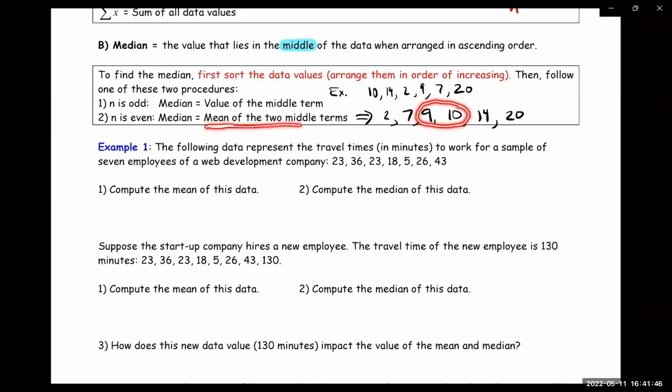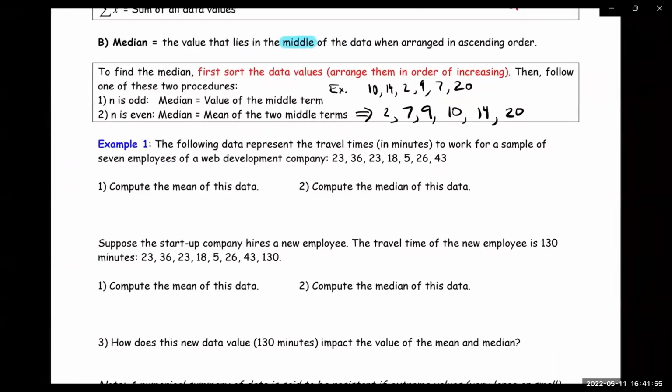And then you have to find the mean of the 2 middle terms. So you have to add them and divide by 2. That's how you find mean. So let's add them and divide by 2. So 9 plus 10 divided by 2 is 19 divided by 2, which is going to be 9.5.